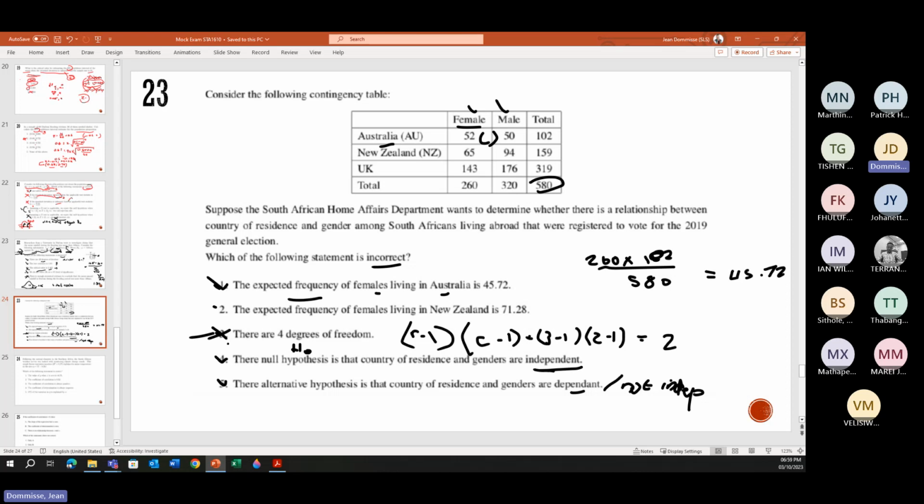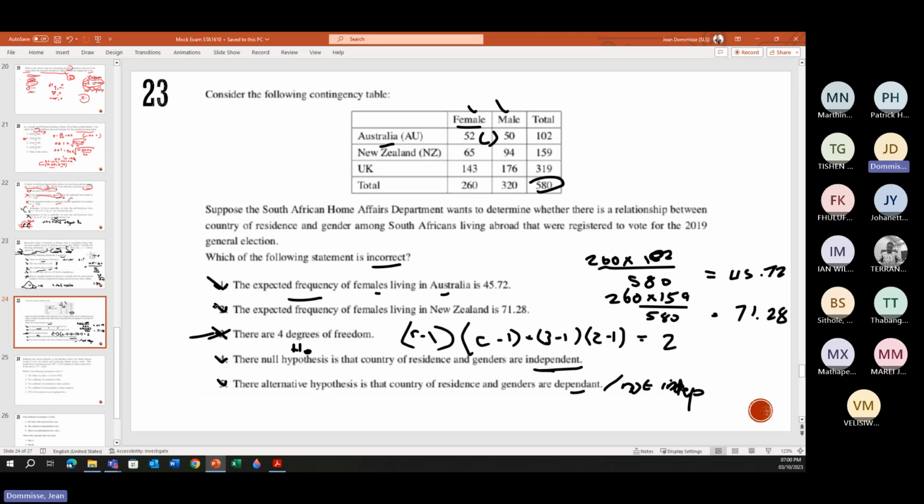So yes, if you didn't start at the degrees of freedom, but started at the top, it's not a long question, but it does take time. Frequency of females again, so 260, and in New Zealand 159, divided by 580. The 260 times 159 divided by 580 will give us 71.28. Okay, so again, I was able to calculate it. It is correct.